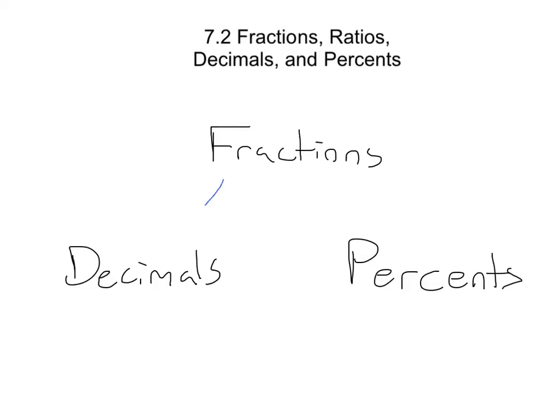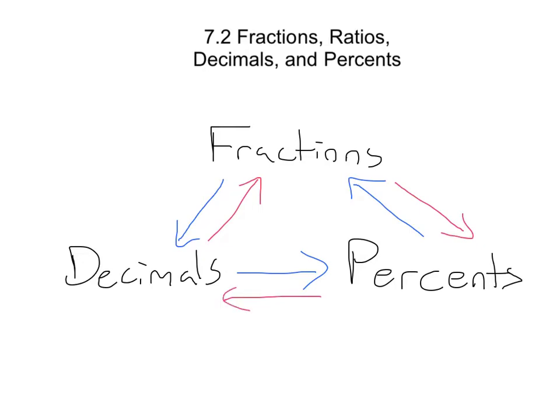We could go from fractions to decimals, turn them into percents, and then turn them back into fractions. Okay? Or we could turn a decimal into a fraction, then we could turn the fraction into a percent, and we could turn the percent into a decimal. Okay, so we can go in any direction, change any one of these into any one of the others, and it's a pretty simple process. So the idea is that you're comfortable with all three of these and just understand that they all three represent the same thing.